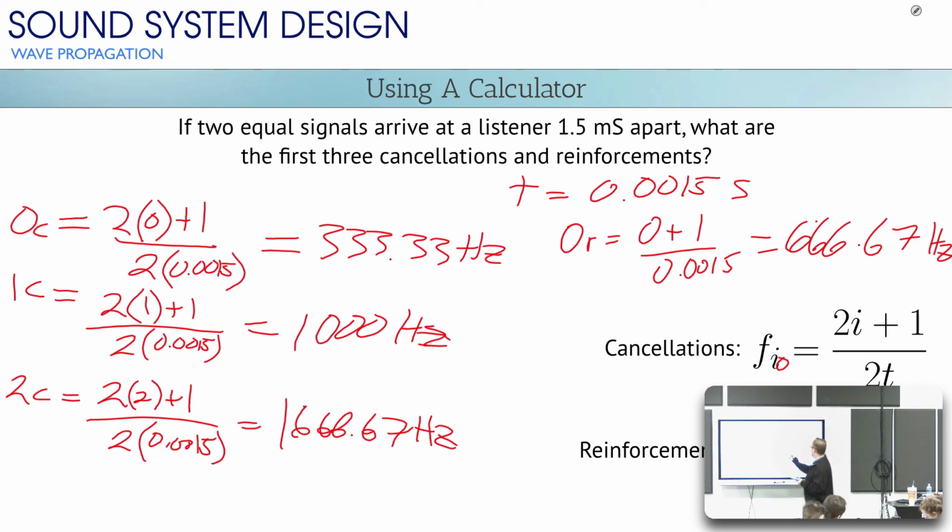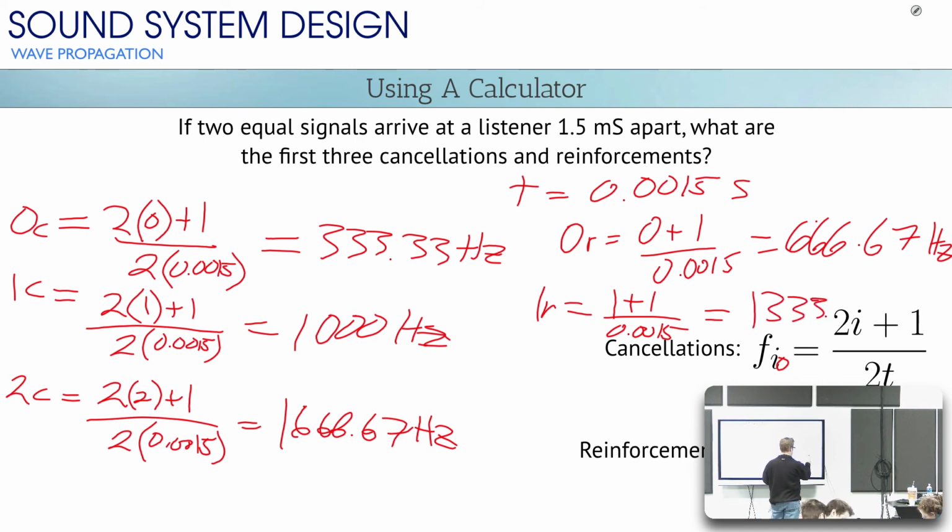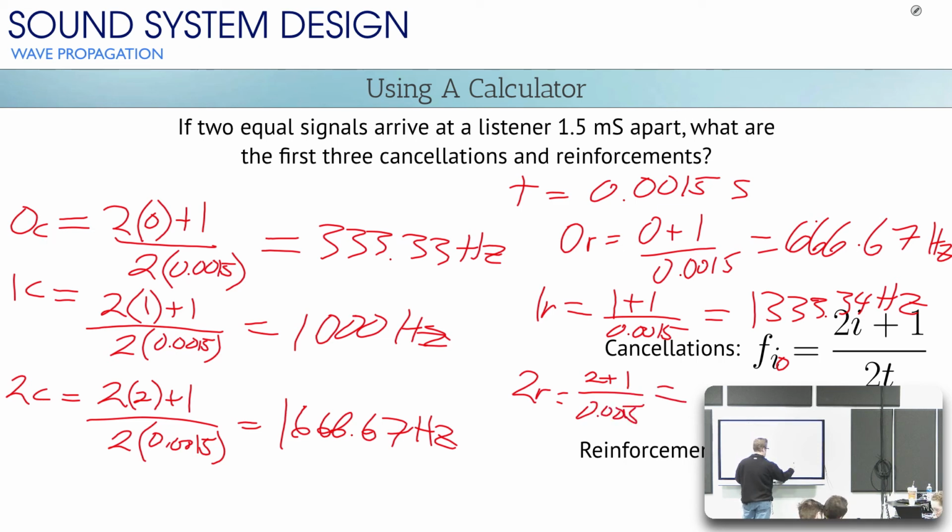So now 1 for R is going to be 1 plus 1 divided by 0.0015. And yeah, I got 1333.34 hertz. And then 2 for R gives me 2 plus 1 divided by 0.0015. And I got 2,000 hertz. Yeah?